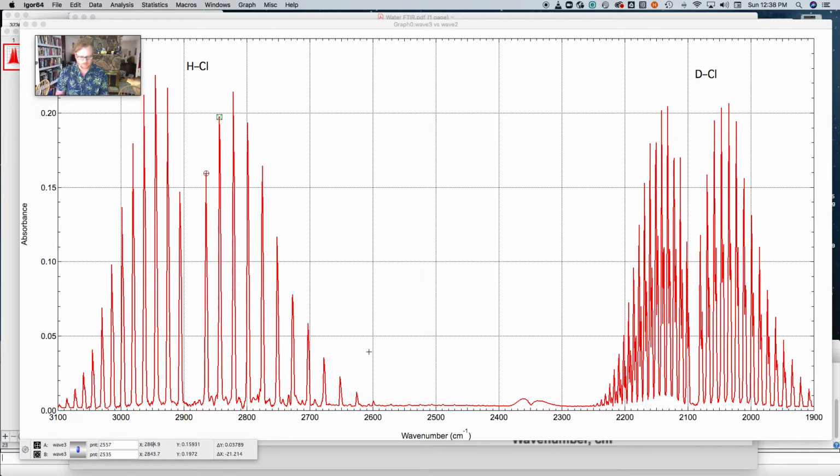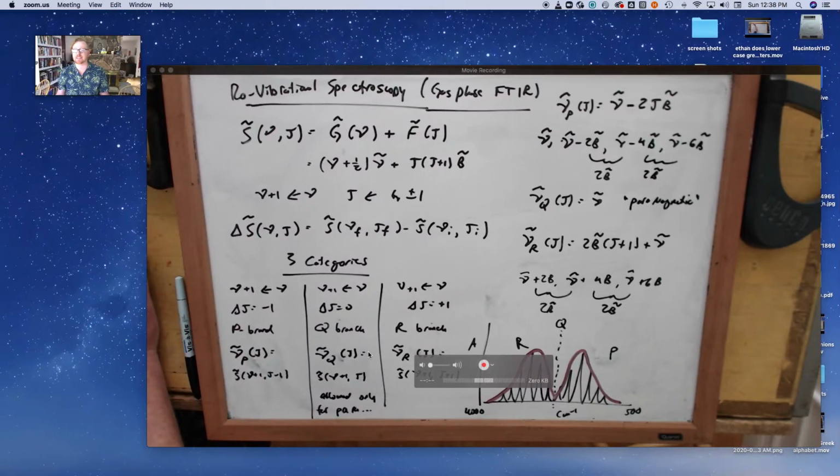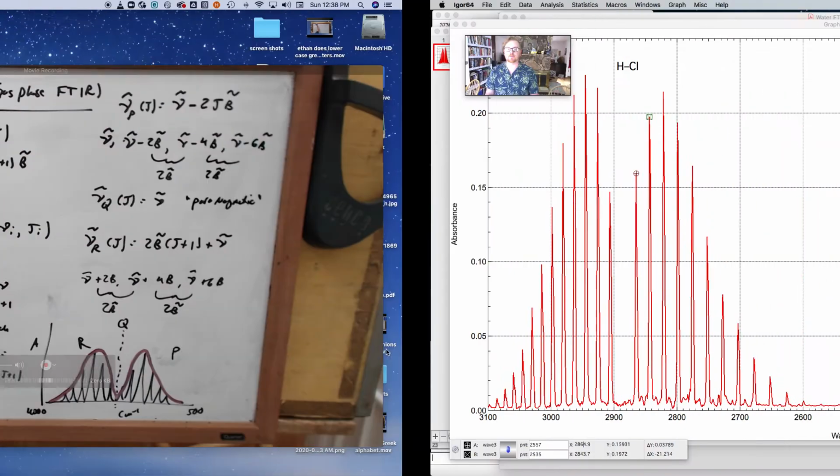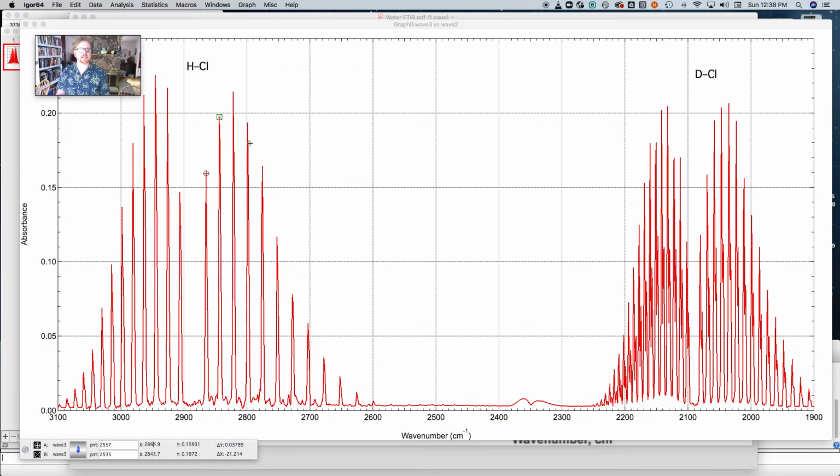2843.7 minus 28, oops, I did it backwards, that's okay. So that gives me 21.2, and we note that each of these spacings are 2 times B. They're always going to be 2 times B apart. So each one of these peaks is 2 times the rotational constant. So if I divide that by 2, I get 10.6, and that's a really good value for the rotational constant.